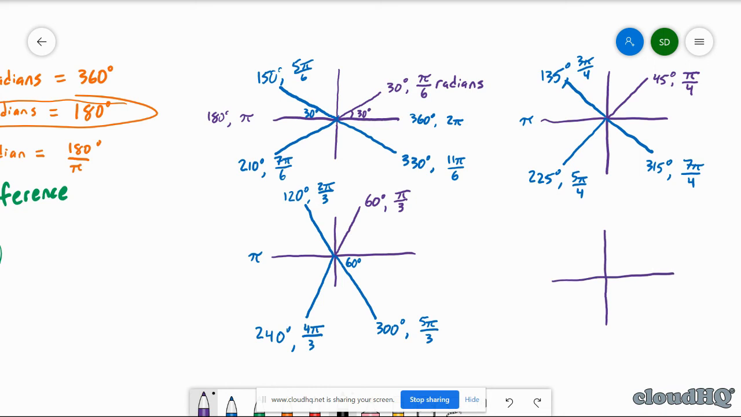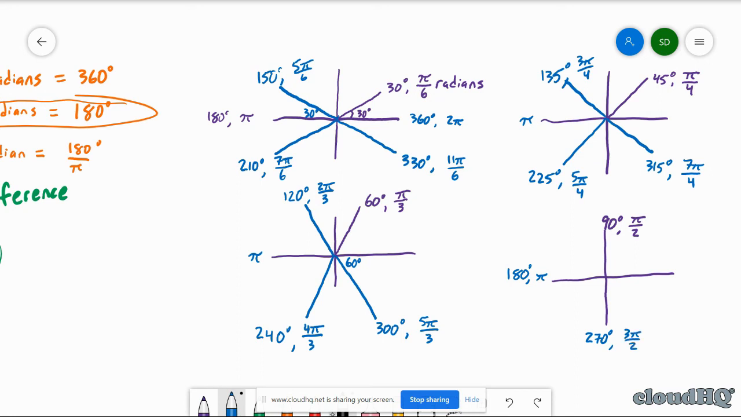The other piece of this is the actual 90-degree angles. This right here is 90 degrees. What portion of 180 is 90? It's a half. So it's pi over 2. 180 degrees is pi radians. The next 90-degree increment is 270. How many radians would that be? 3 pi over 2.